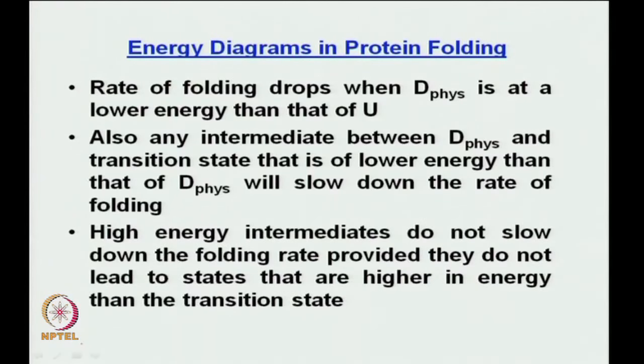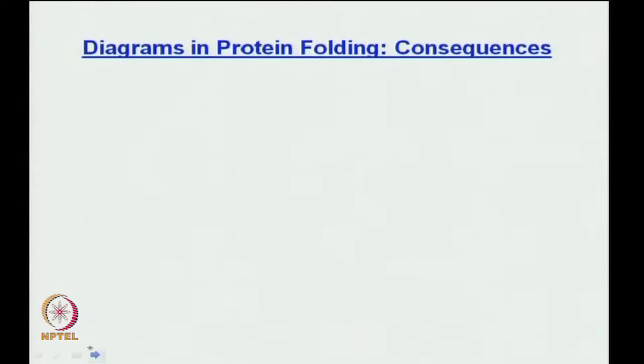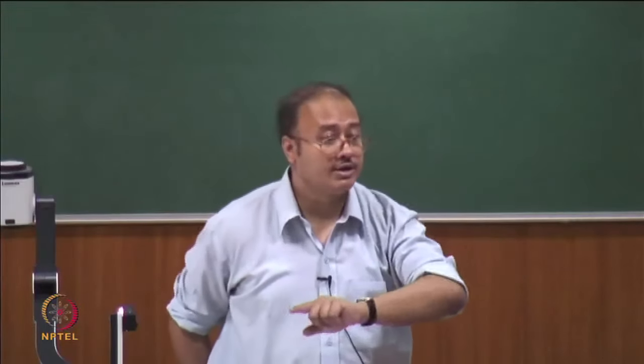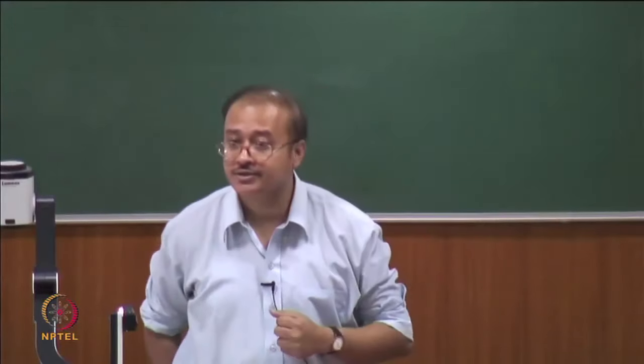High energy intermediates do not essentially slow down, right, because they are not affecting your kinetics. So, for our case we do not even bother about the high energy intermediates. Good. Now, what are the consequences? Now, think about this. If you would be having intermediates and if those intermediates would be of low energy, what would happen? Your folding rate would be affected and that would be lowered as compared to that case where you do not have any intermediates.